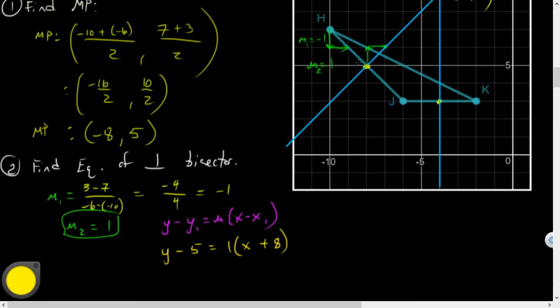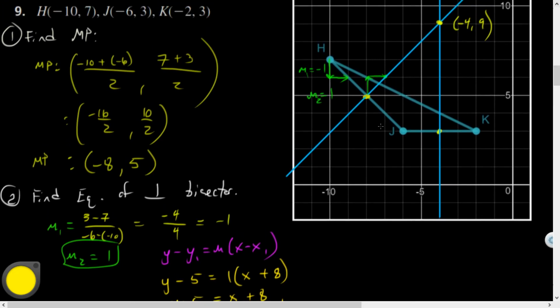So here's the equation of this blue line. We could distribute and set it in slope-intercept form if you're more comfortable with that. Add 5 to both sides. Y is going to equal x plus 13. So guys, this equation is y equals x plus 13. This equation I could have found similarly.